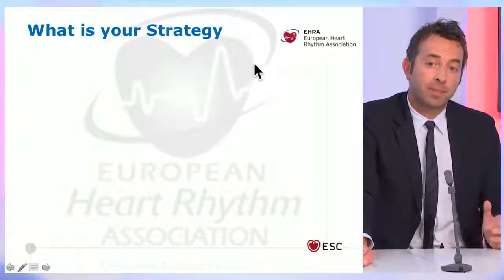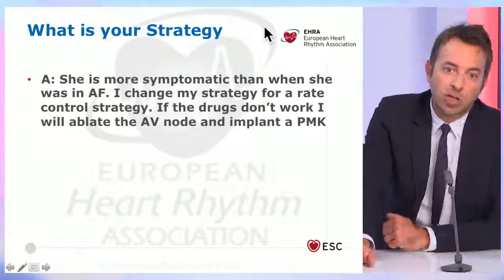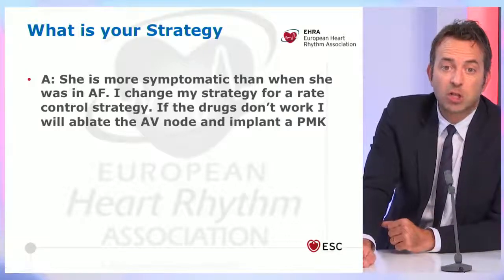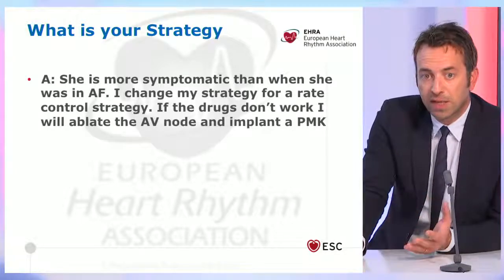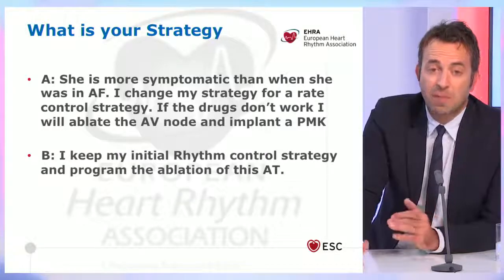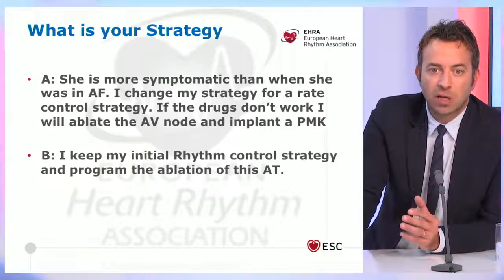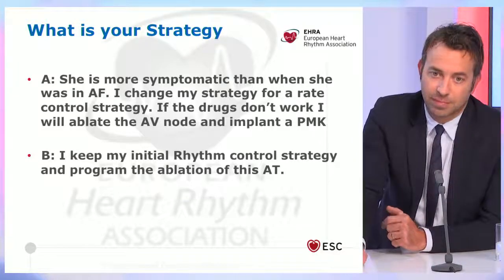And the other question is, what is your strategy then? First choice, she's more symptomatic than when she was in AFib. I change my strategy for a rate control strategy. If the drugs don't work, I will ablate the AV node and implant a pacemaker. Choice B, I keep my initial rhythm control strategy and program the ablation of this tachycardia. Yeah, that's again rate versus rhythm control after first attempt of rhythm control.